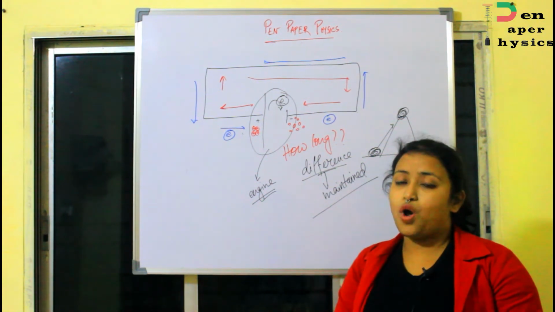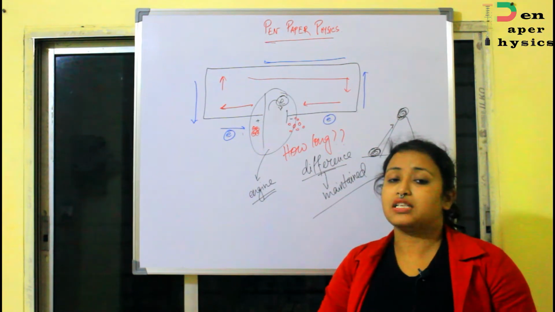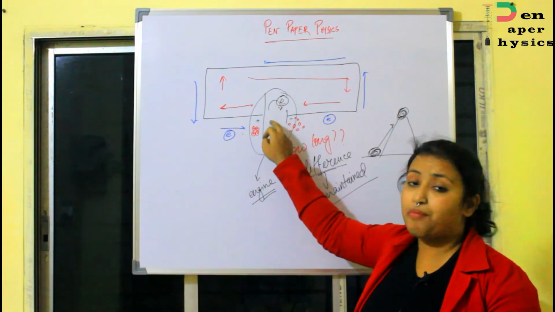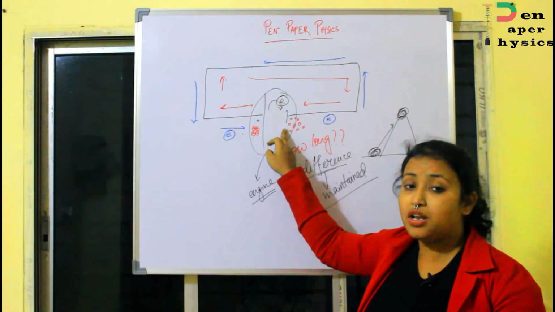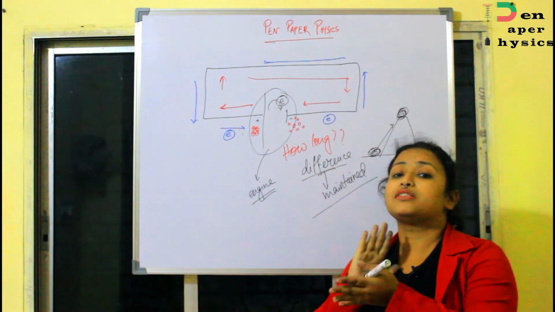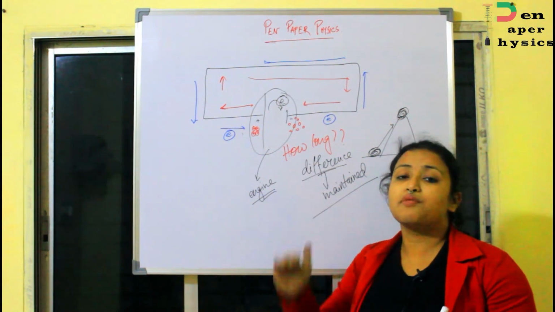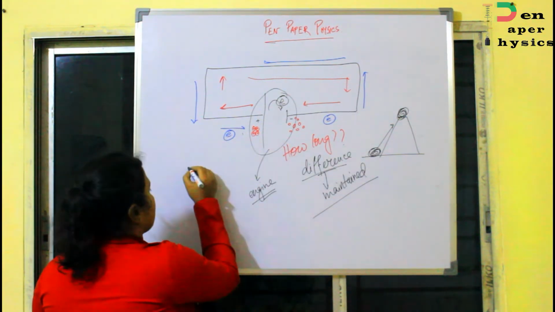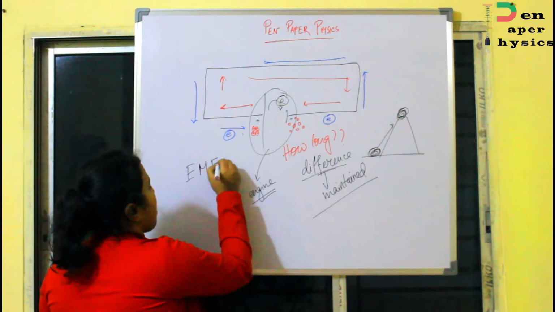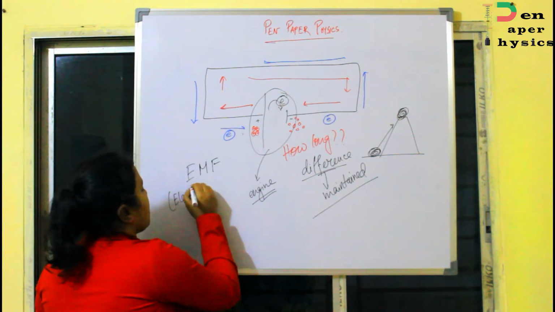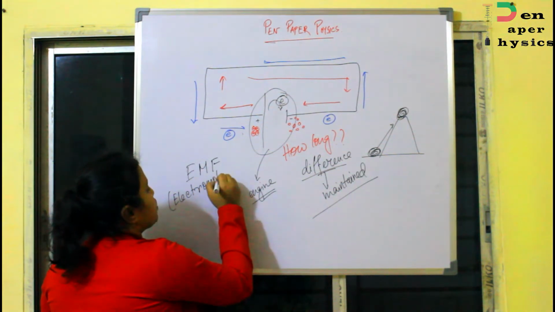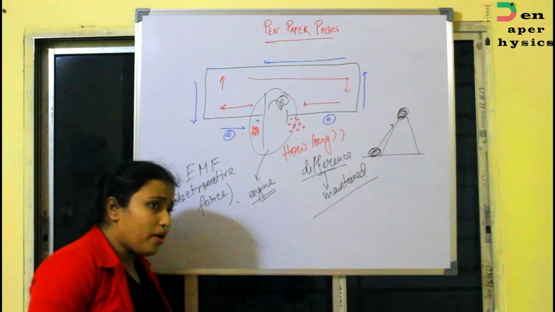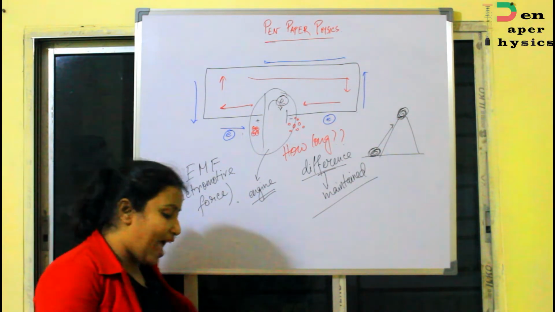Clear? So this is what the battery does in a circuit. It accelerates the electron from here to here. It sends the electron back from the positive terminal to the negative terminal so that we can have a continuous difference and the current is continuously moving on. And this is what the battery provides. The term we use is EMF, electromotive force. Now, though it is called a force, it is not actually a force.